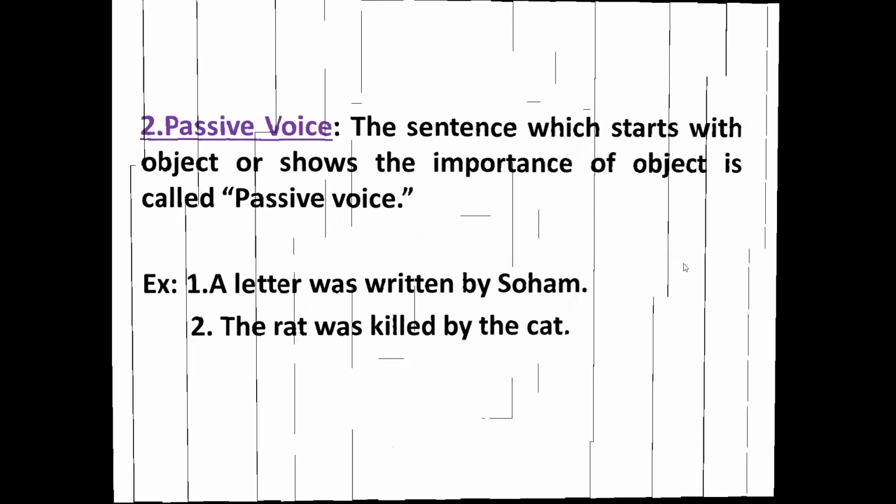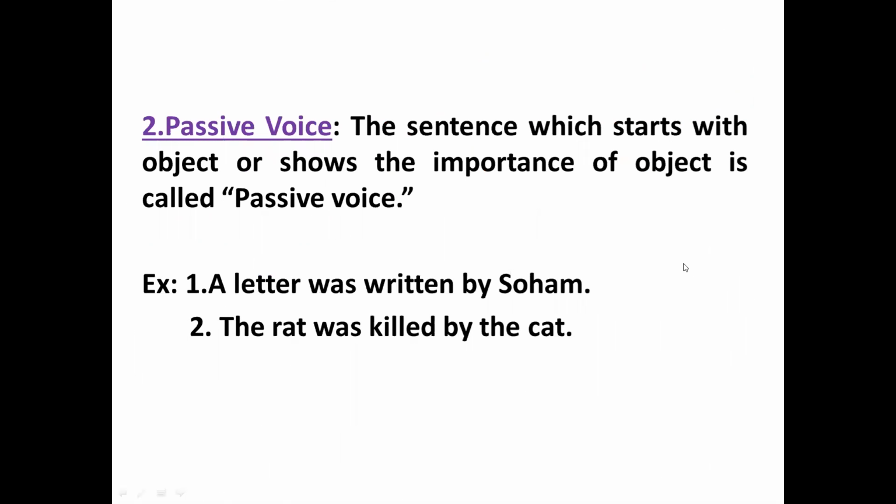Let us move to the next one, passive voice. The sentence which starts with the object or shows the importance of the object is called passive voice. You have seen the active voice, Soham wrote a letter. Now you can see the passive voice, how active voice changed into passive voice. A letter was written by Soham. The rat was killed by the cat. Then I will explain the rules.